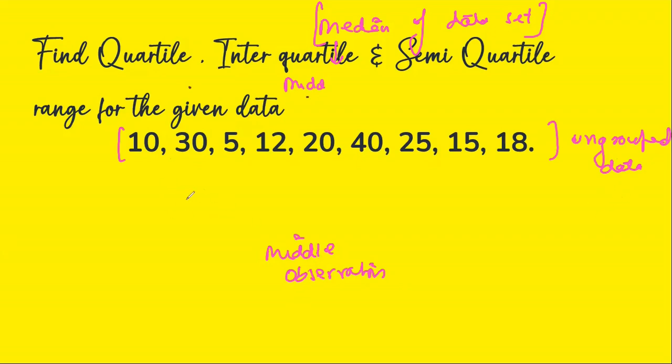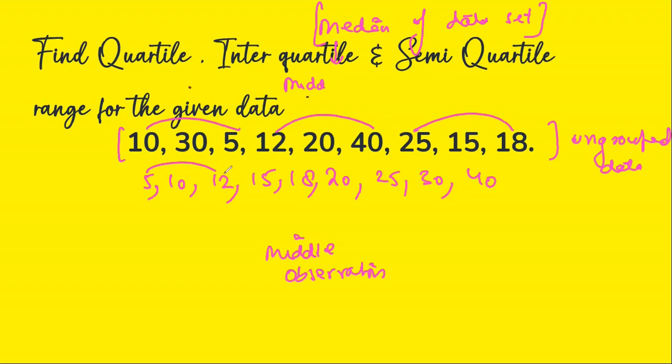Now see here, everyone, first of all I will arrange this data in ascending order. So 5, 10, then 12, then 15, then 18, then 20, then 25, then 30, then 40. Please check whether I have written all the terms or not. So 3, 6, and 9. Yes, I have arranged the data in ascending order. That is my first step.